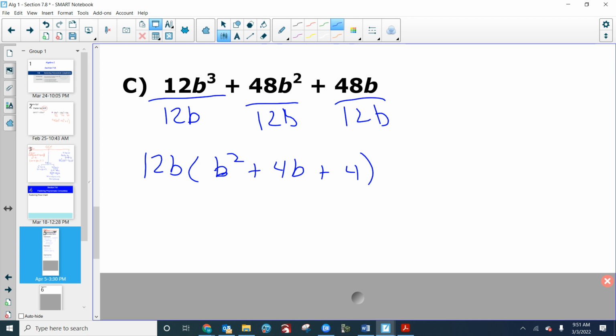Now, look inside the parentheses. A's 1, life is easy, or leading term 1, yeah. Do I have a number that multiplies to 4 that adds up to 4? Or a pair of numbers?